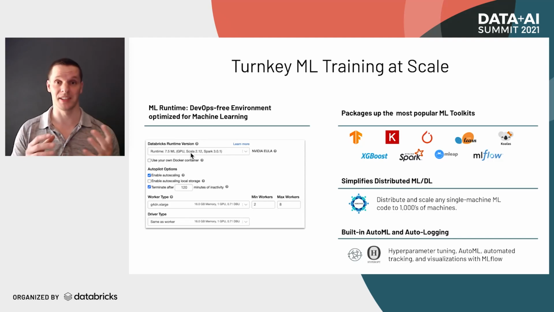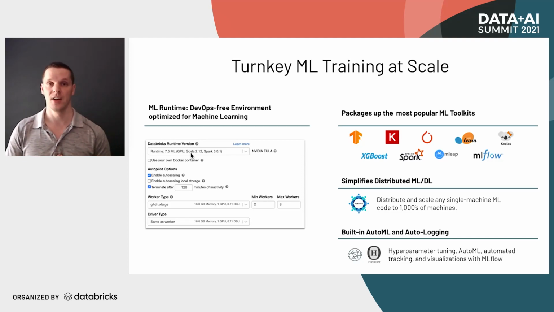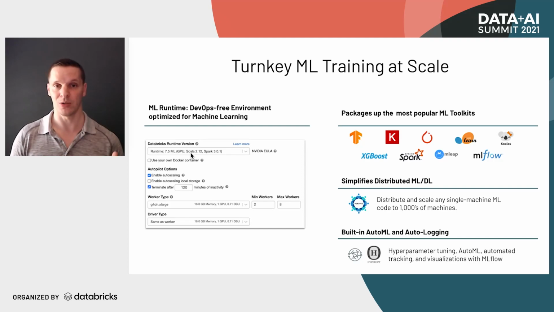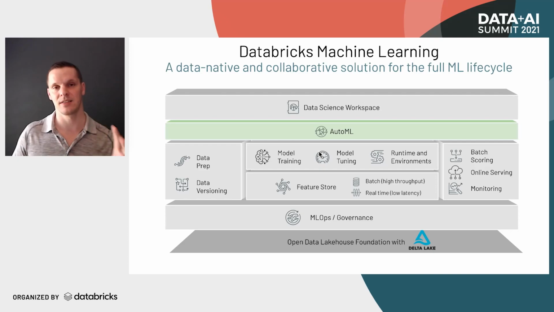Of course, we support distributed machine learning natively, so we also package up a popular library called Horovod that allows you to distribute your TensorFlow and PyTorch models. And finally, we also integrate with popular hyperparameter tuning libraries such as HyperOpt that is natively built into the machine learning runtime. And the machine learning runtime also contains our new AutoML product that we announced today. So let's jump into the AutoML product and cover it in more detail.